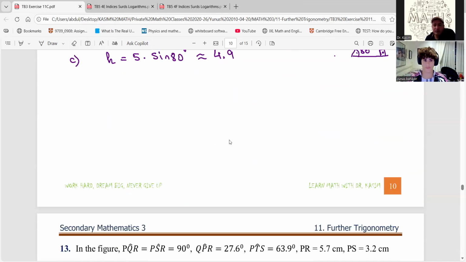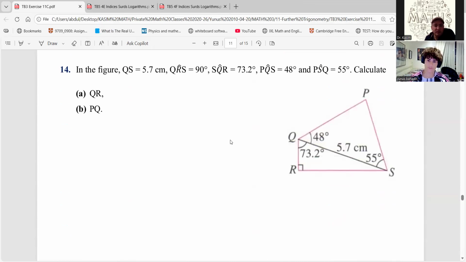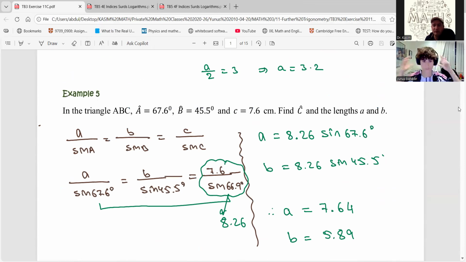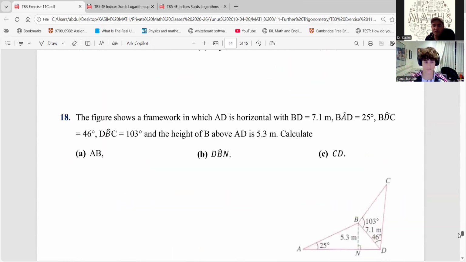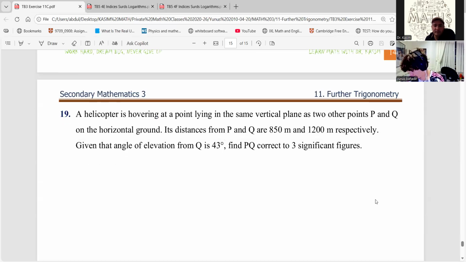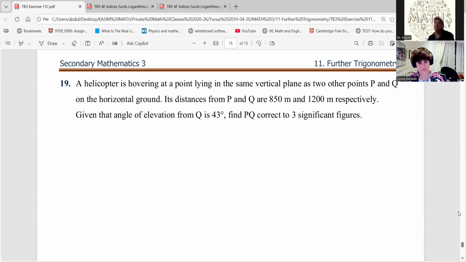Okay. Now let's do one question related to, is it cosine rule? Let me just see. No, this is sine rule. One question from sine. That was the area, right? Okay, let's do this question.